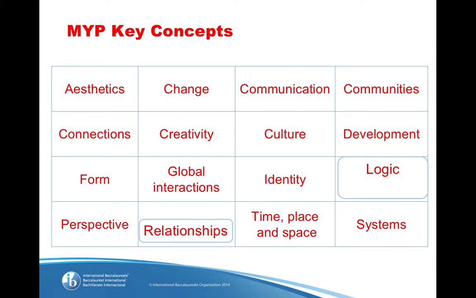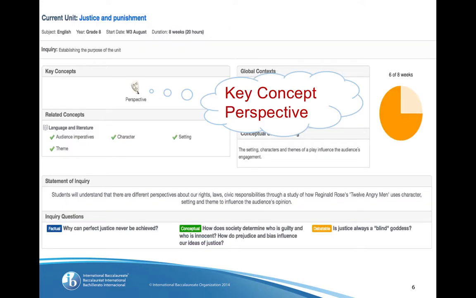Let's think about another key concept. You might be studying the key concept of relationships in language and literature in terms of the relationships between characters or the relationship between the reader and the text. You could also study relationships in math or science when you are looking at planetary or ecosystems. Similarly, you could look at relationships in PE or the arts when you're looking at team or performance dynamics.